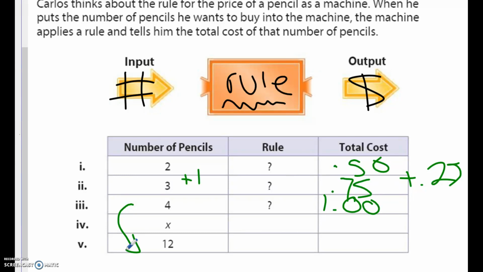Well, we can also think about it as multiplying by 25 cents. 2 times 25 cents equals 50 cents. 3 times 25 cents equals 75 cents. And 4 times 25 cents gives me $1. So if we were to do 12 times 25 cents, we should be getting $3.